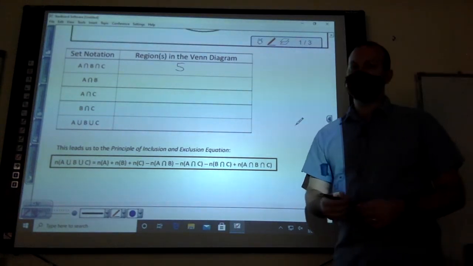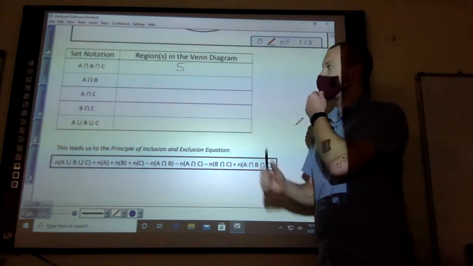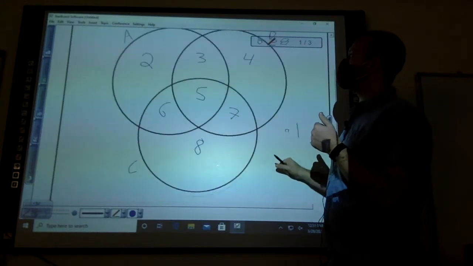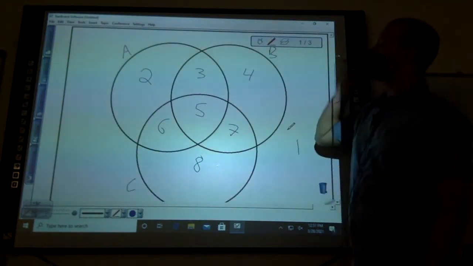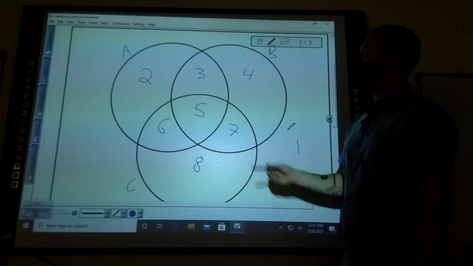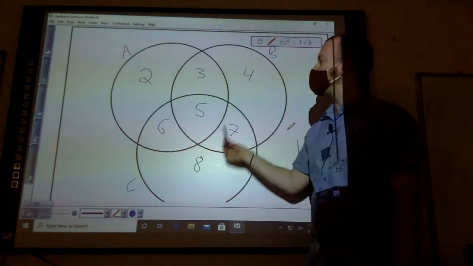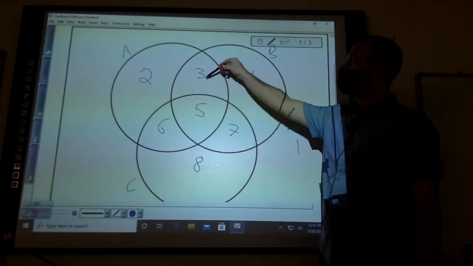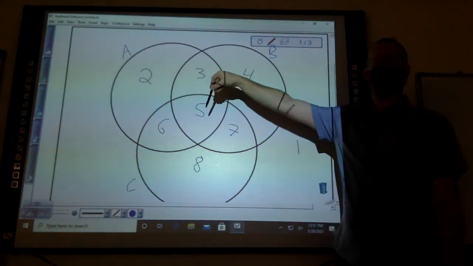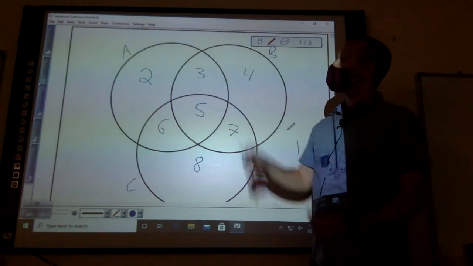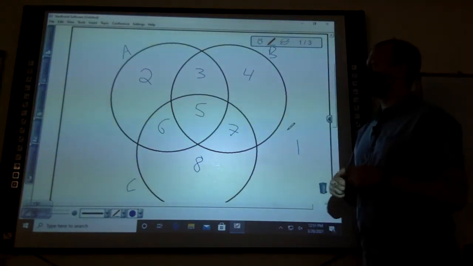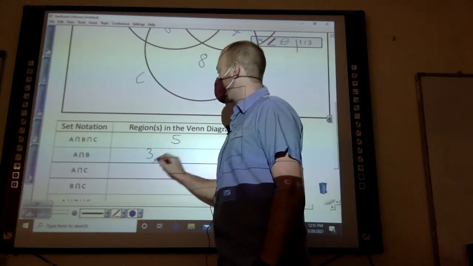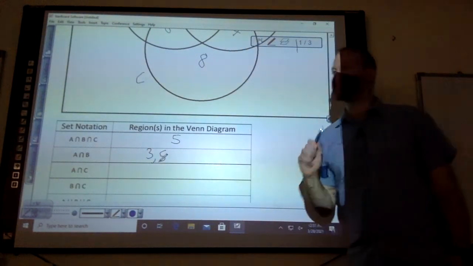Now how about A and B? Which of these regions is in both the circle A and the circle B? 3 and 5. Both of these are in the A and B circle. So 3 and 5 are both in A and B.